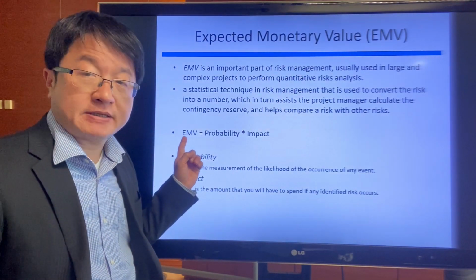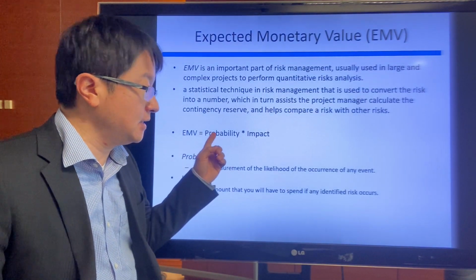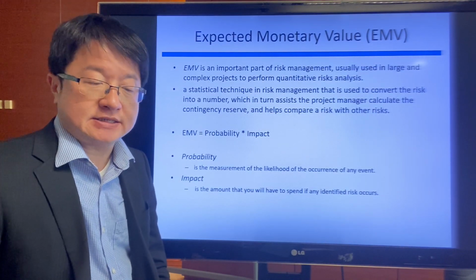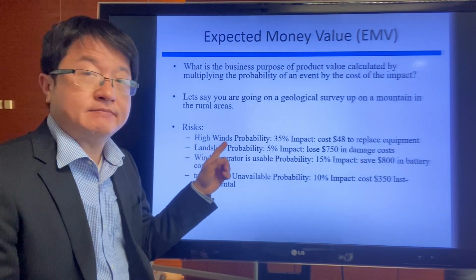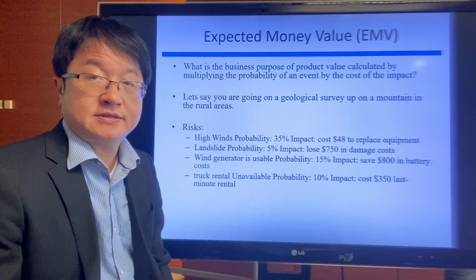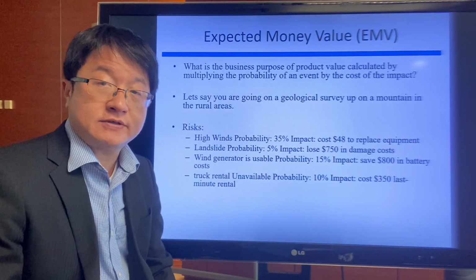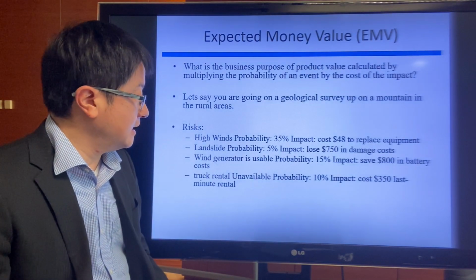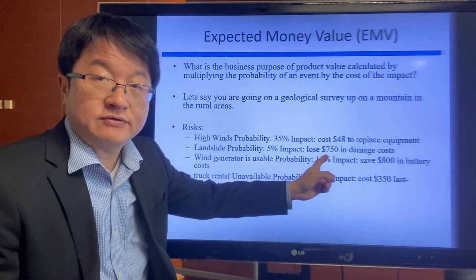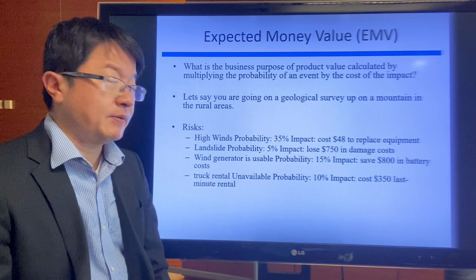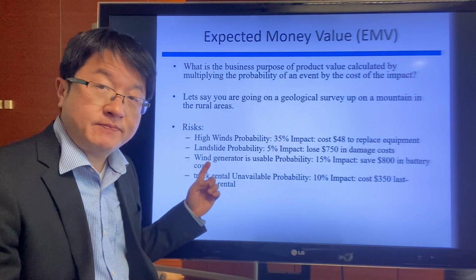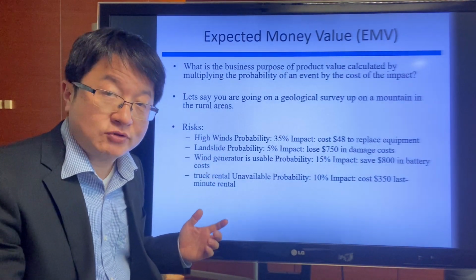So this expected monetary value is equal to the probability multiplied by the impact, and this impact is the financial cost of those incidents. For example, in the mountain, the high wind speed may probably damage the equipment, and it costs us 40,000 to replace the equipment, and the probability of this occurrence is 35%. And then landslide may be another natural disaster that may cause another 175,000, and the probability is not that high, it's only 5%. But on the other hand, in the mountain, there may be another positive risk, which is uncertain.